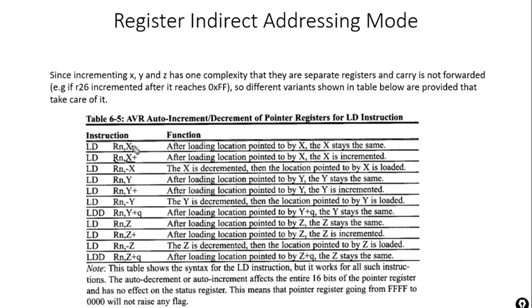In the variant we studied, X stays the same, but if you use X plus, after loading the location pointed to by X, X is incremented. X as a whole is incremented. So if there is a carry from the lower byte to the higher byte, it is transferred. Similarly, we have minus X, minus Y, Y plus, minus Y.